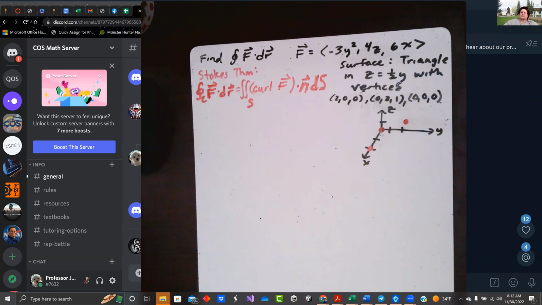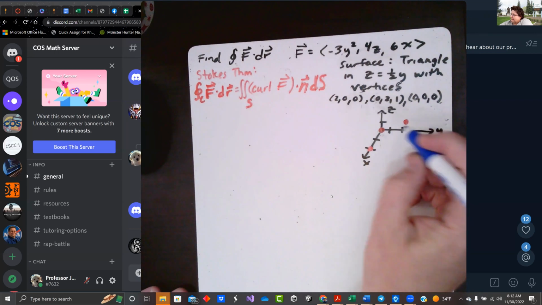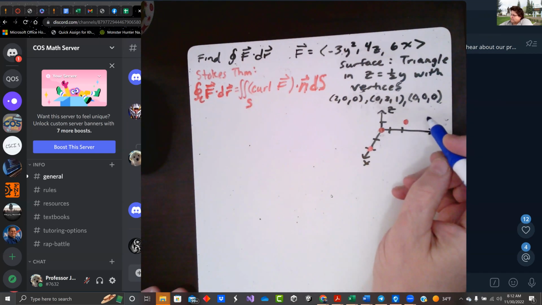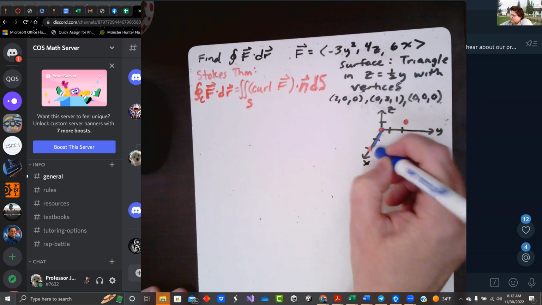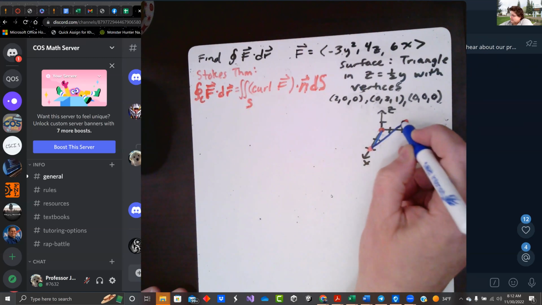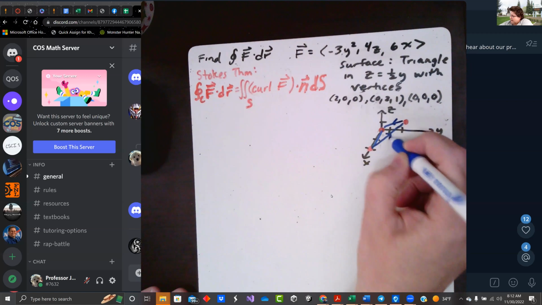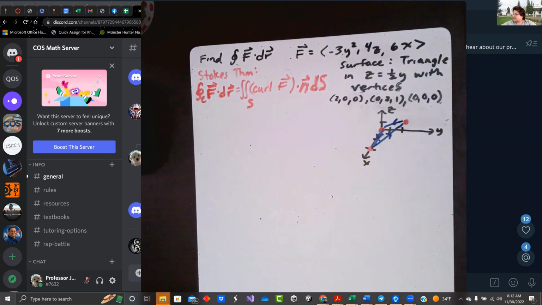Let's get cracking on some examples. This is what we're working on here, and we're doing Stokes' theorem today. So we're doing the line integral. The curve is going like this, and it's following around those dots. One of the vertices is 2, 0, 0, on the x-axis, we've got the origin, and then we've got 0, 2, 1, which is in the zy plane.